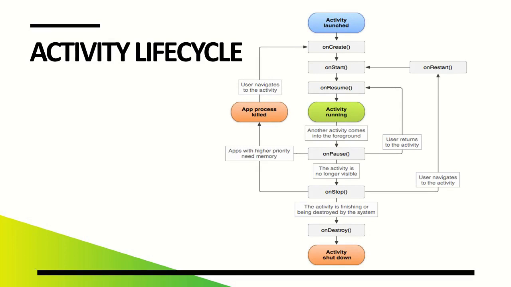Let's have a look at the diagram which presents the activity life cycle from the moment it started to the moment it ends. We see here mainly three pairs. These are onCreate, onDestroy, onStart, onStop, and onResume, onPause. Three main pairs which create certain closed loops of the life cycle.